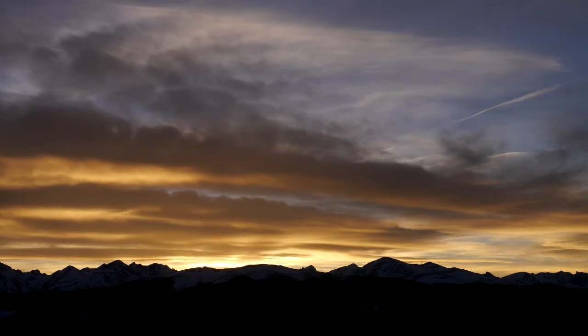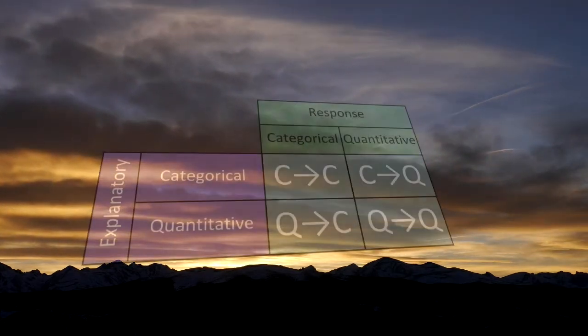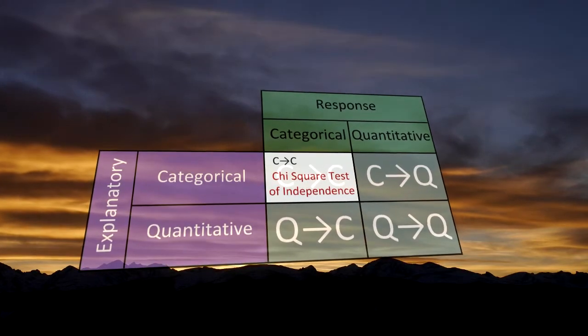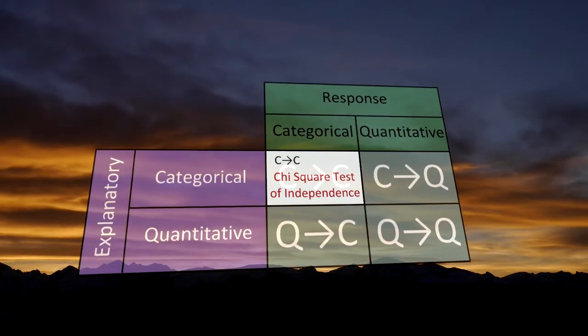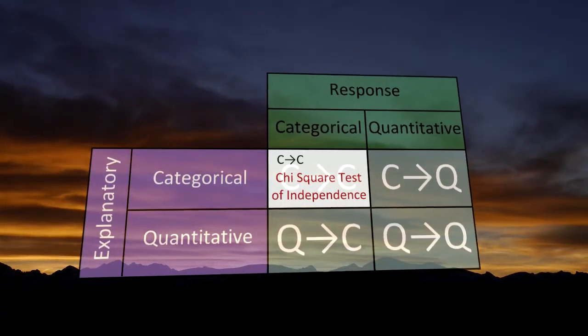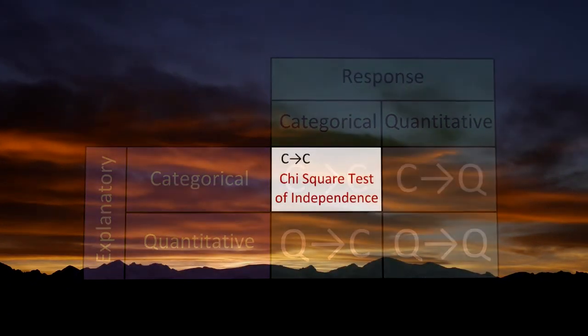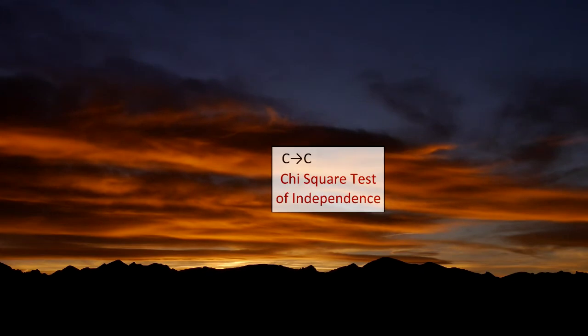Now you're ready to test a categorical by categorical relationship. Also, if your own research question is a quantitative to categorical relationship, it's a good idea for you to categorize the quantitative explanatory variable and test the association with the chi-square test of independence.